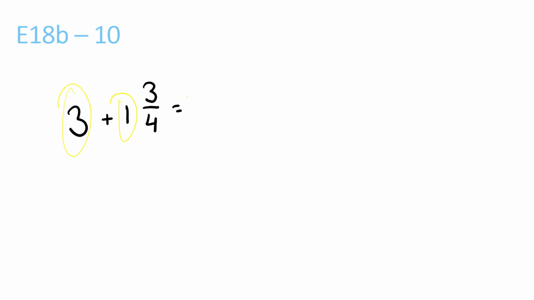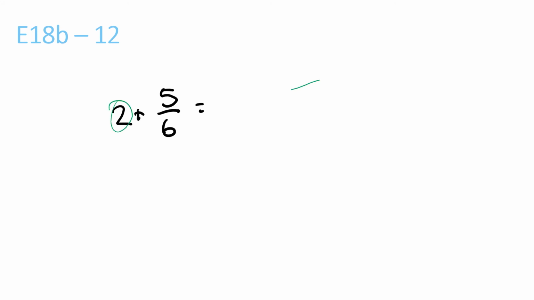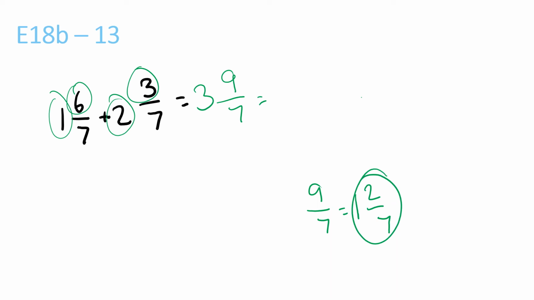3 plus 1 is 4, and then just 3 over 4, so it's 4 and 3 over 4. 2 plus 2 is 4, plus 1 over 5, so 4 and 1 over 5. 2 plus 5 over 6 is just 2 and 5 over 6. 1 plus 2 is 3, 6 plus 3 is 9 over 7, which is equal to 1 and 2 over 7. So you have 1 and 2 over 7 plus 3, which is 4 and 2 over 7.